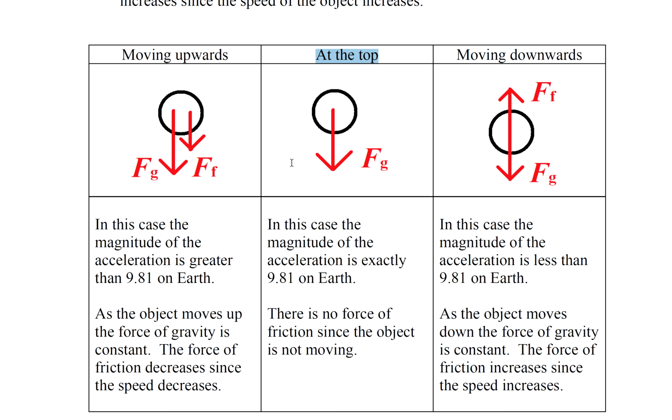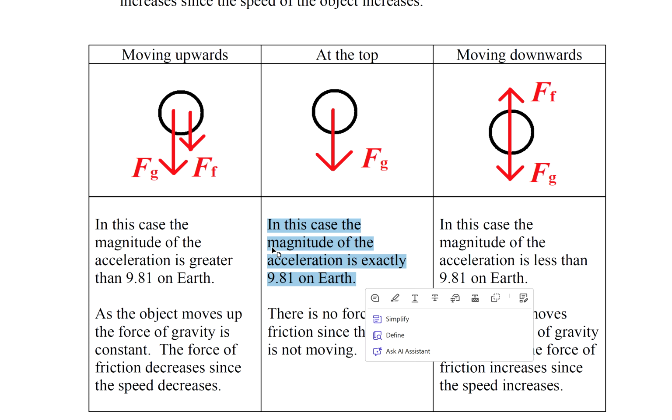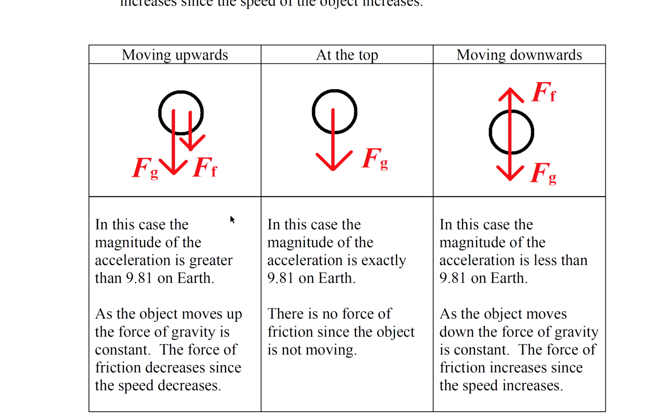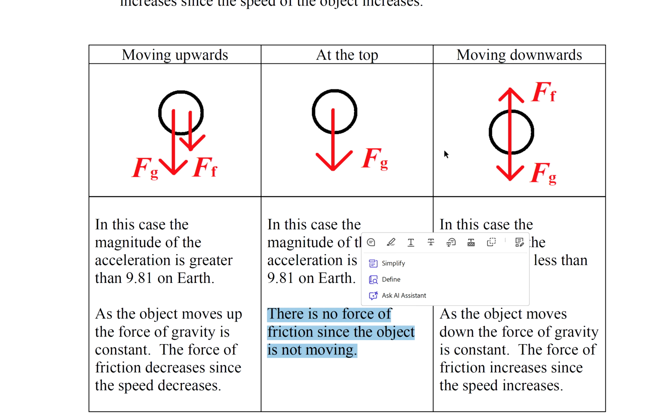At the very top, velocity is 0. So the only force we have is a force of gravity. The Earth is still pulling it down. Many students mistakenly say the acceleration at the top is 0. It's not 0. The Earth is still pulling it down. There's no force of friction at the top since the object is not moving.